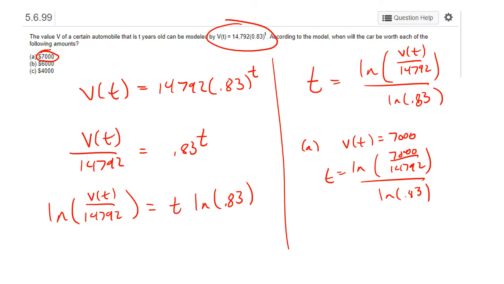And since I've already done all the work, all I have to do is punch this into a calculator. So let me do so. Natural log of 7,000 over 14792, close parenthesis, divide by natural log 0.83, 4.02.